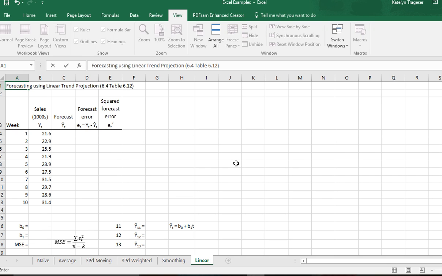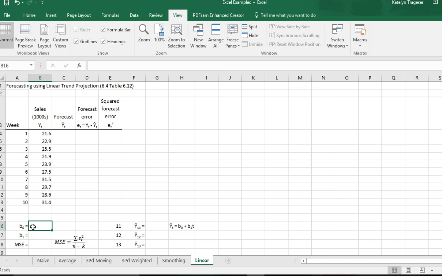In our final example for Chapter 6, we're going to forecast through the use of the linear trend projection. So we're in section 6.4 and going to look at table 6.12. We are given a series of 10 weeks and their associated sales data. So what we want to do here is find the slope and the intercept of the trend line. We can do that through use of our Excel functions.